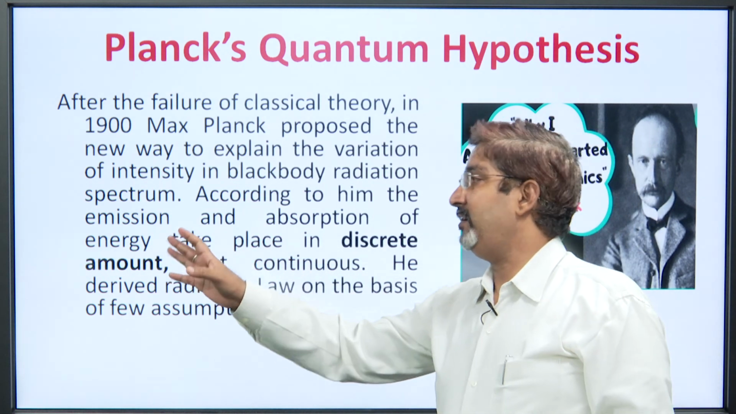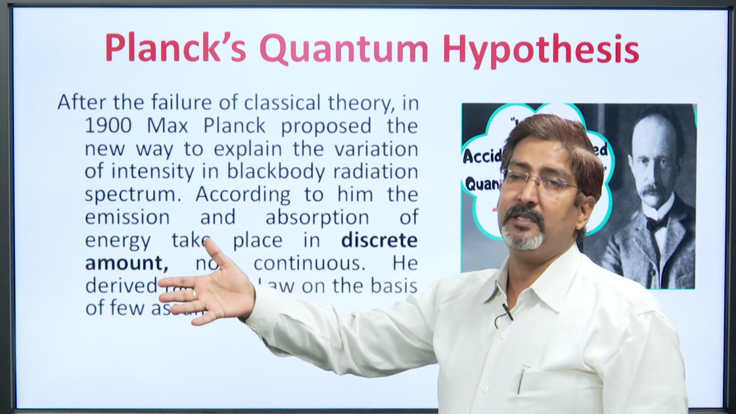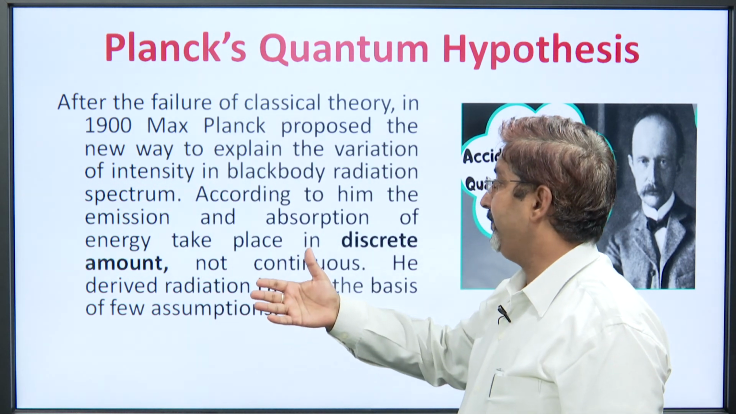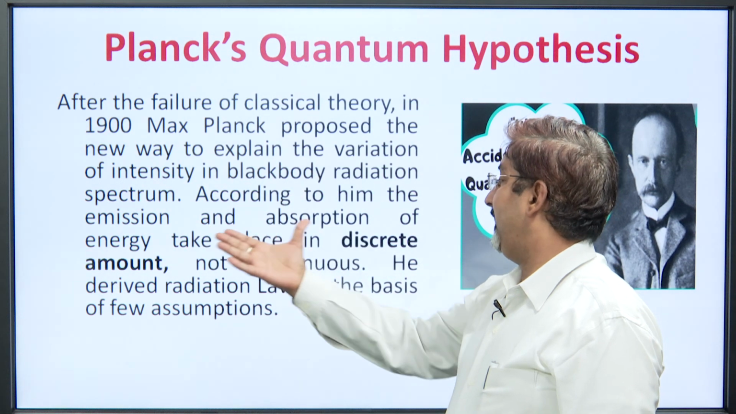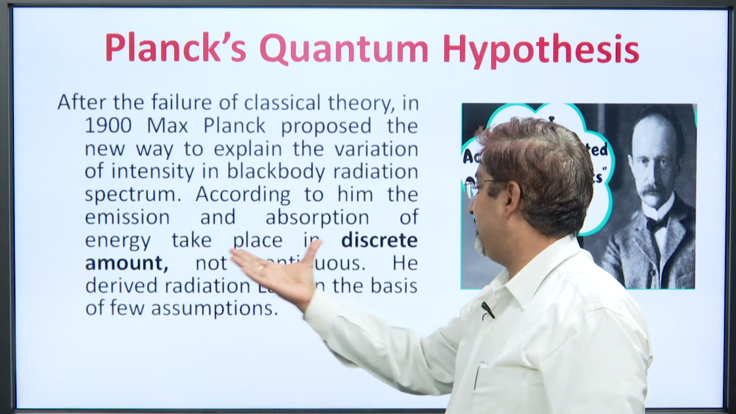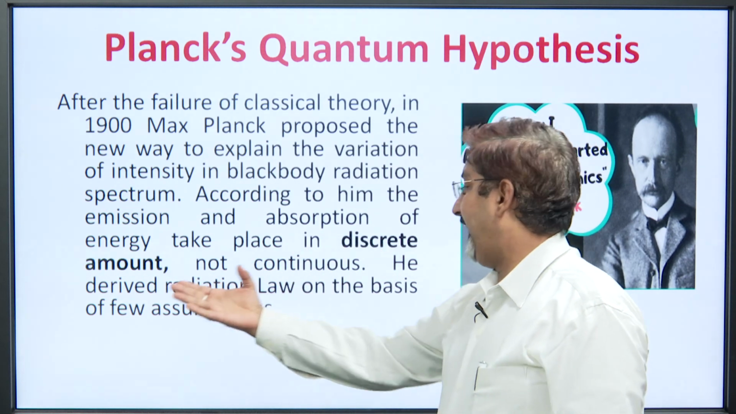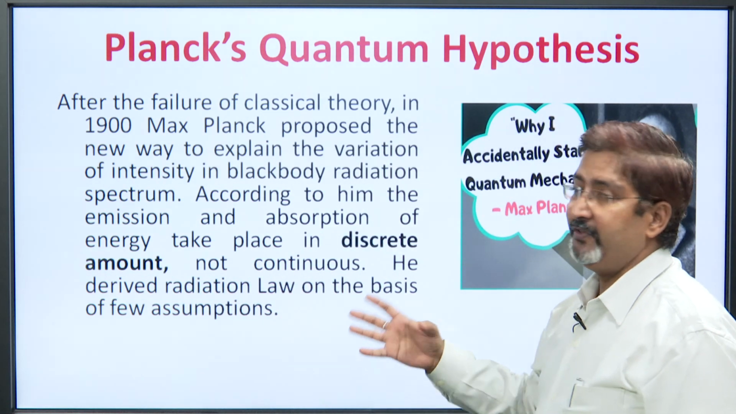Classically, energy is continuous. It depends upon kT, that is, upon temperature; increase the temperature and we can get more energy. Here he told that energy is not continuous, it is discrete. We will study this. He derived the radiation law on the basis of a few assumptions.